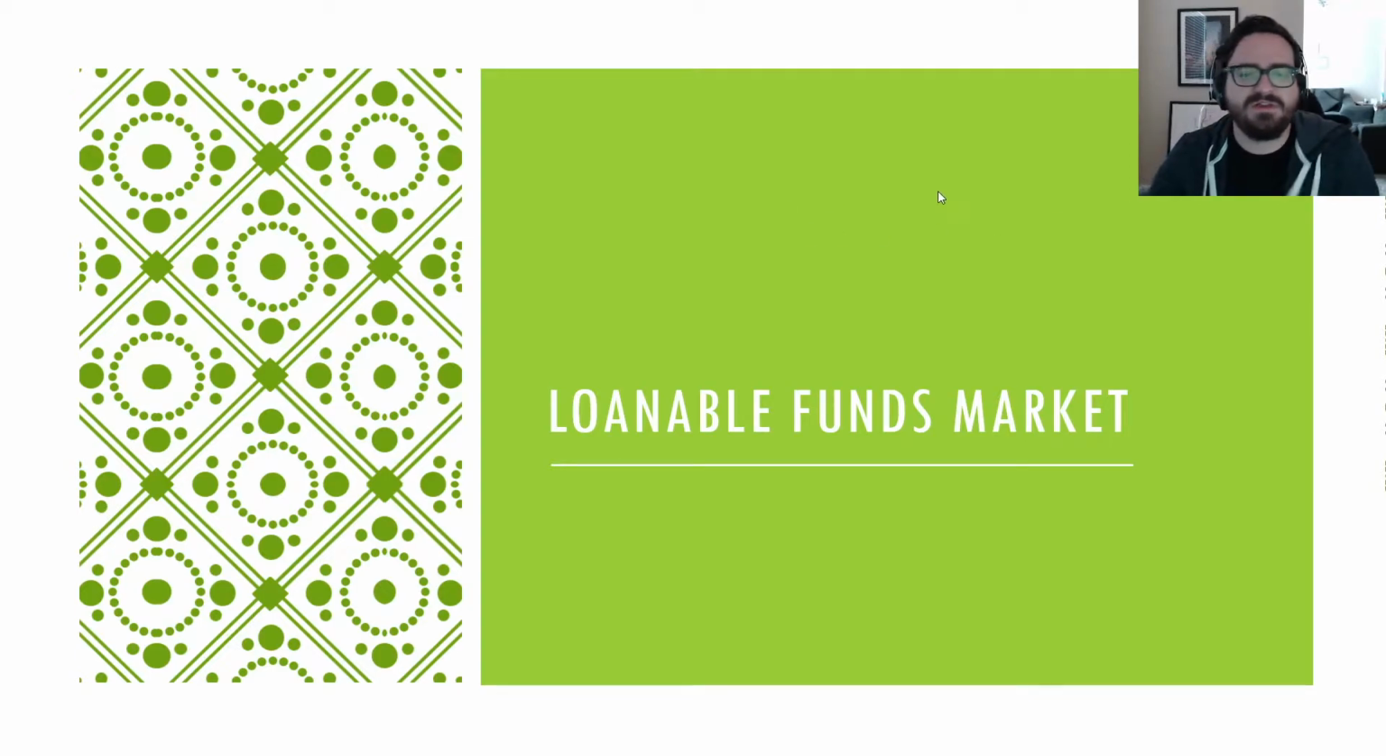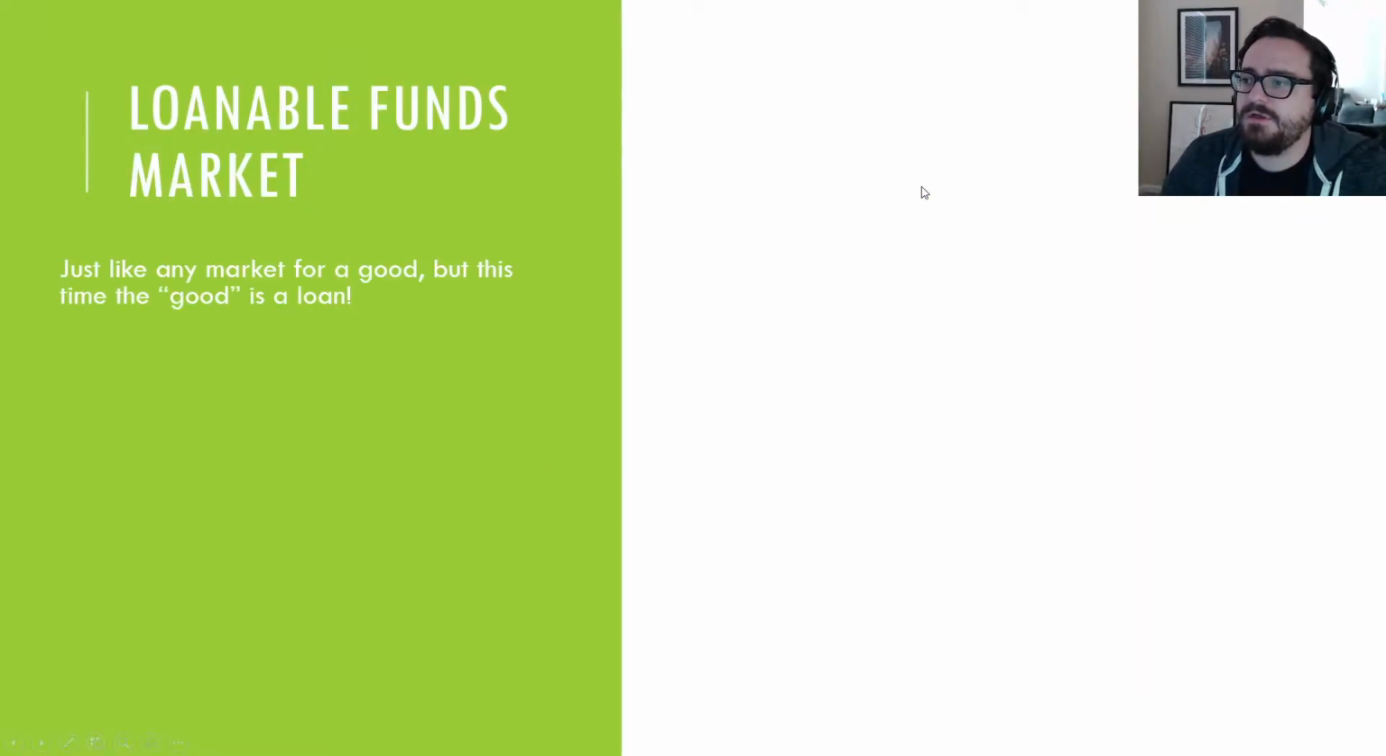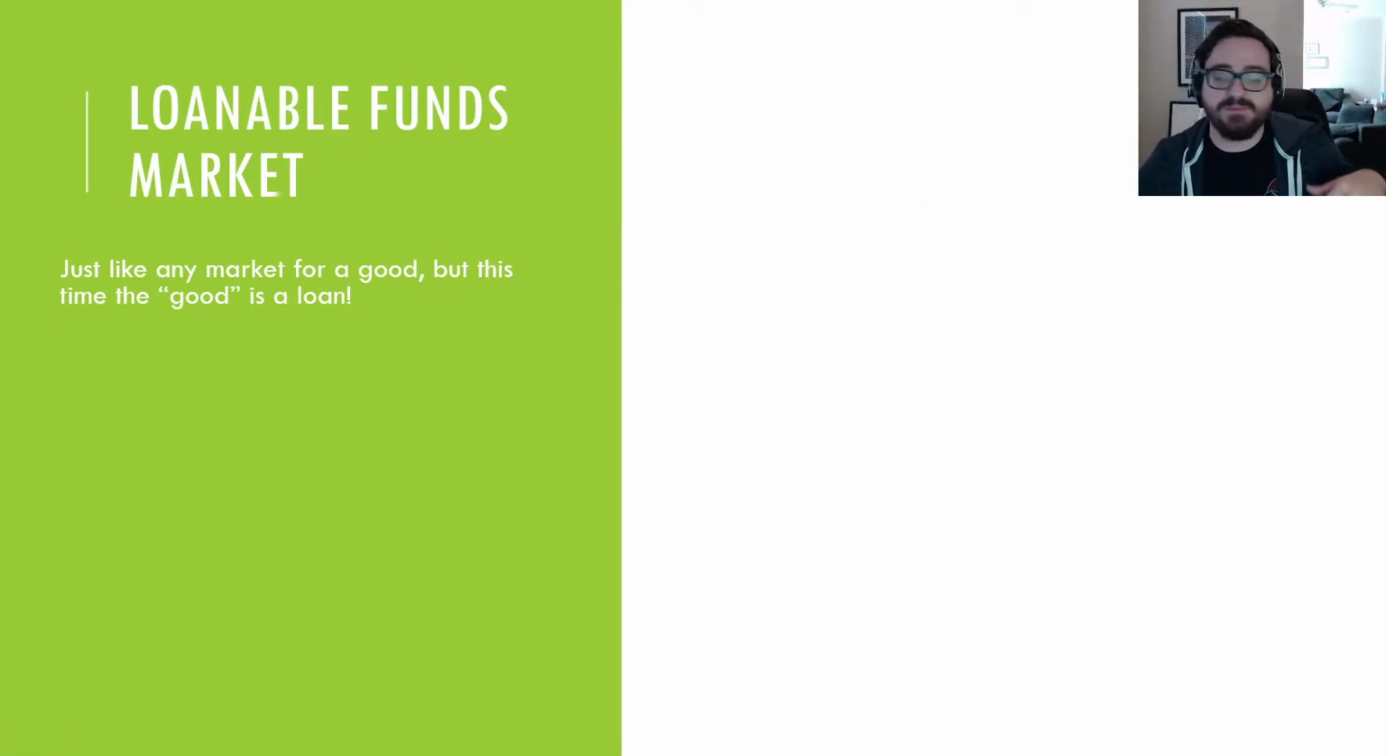Okay, so the loanable funds market. Now, this is another market, just like the money market was. That was the market for money. This is the market for loans and loanable money. This time the good is a loan, so this one actually functions very much like a regular supply and demand graph. And by that I mean like supply and demand of a particular good. Just in this case, the good is a loan.